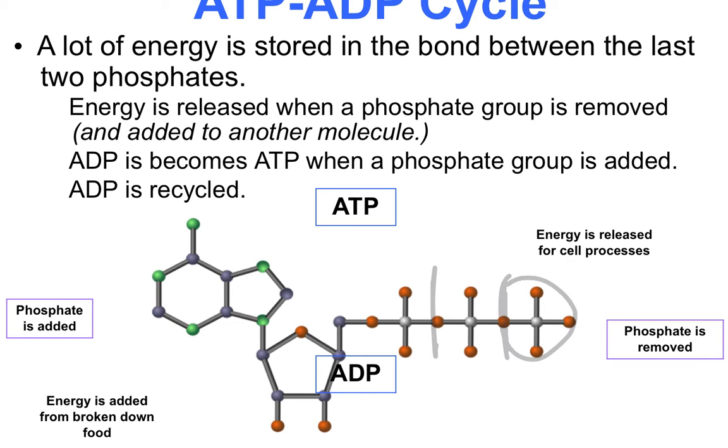So if I were to take this and remove it, energy is released for cellular processes, and we're down to ADP, diphosphate, instead of triphosphate. Tri meaning 3, di meaning 2. Then this phosphate group can reattach itself, and so phosphate is then added, and the cycle can start all over again.